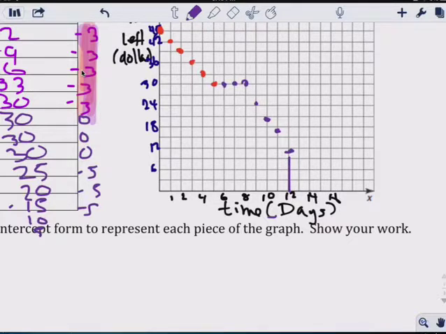It's going to get to 0 at 14 days. So somewhere like that. Okay? That's the line. So all the money is gone. Okay.